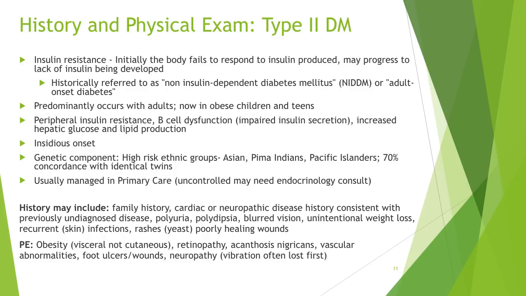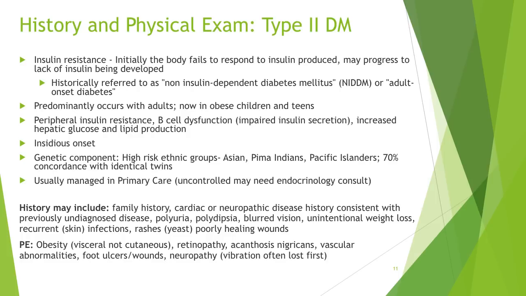Type 2 diabetes was formerly known as non-insulin dependent diabetes mellitus, or adult onset diabetes. It was predominantly seen in adults, but now with the increase in childhood obesity, we're starting to see it more in children and teens. With type 2 diabetes, you have an insulin resistance, and the body starts to fail to produce the insulin and may progress to a lack of insulin being developed.